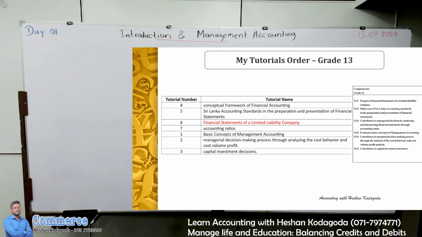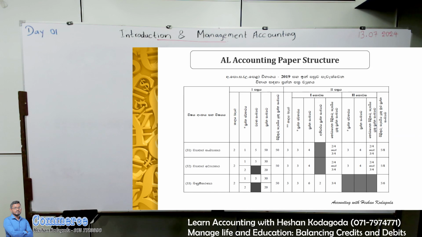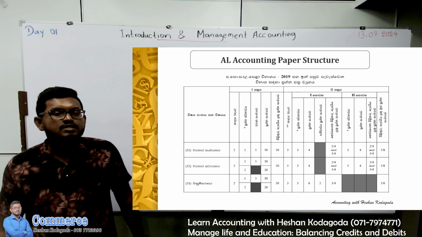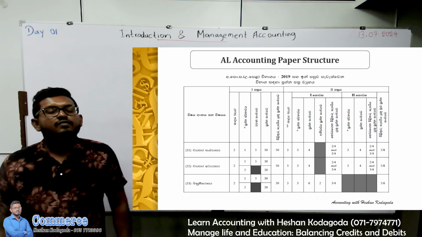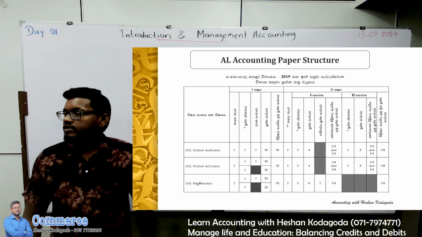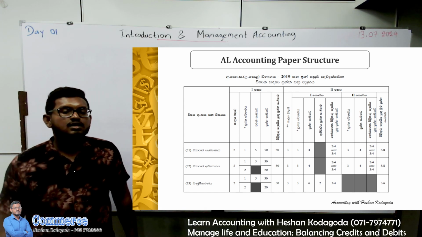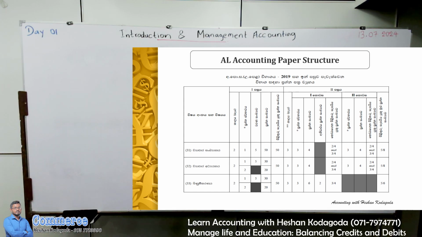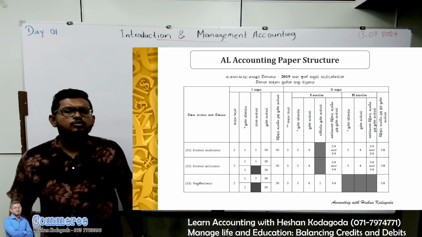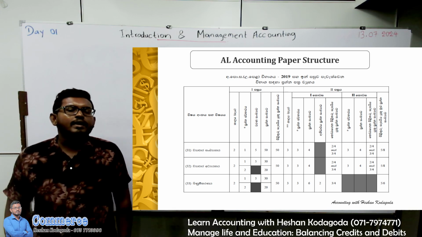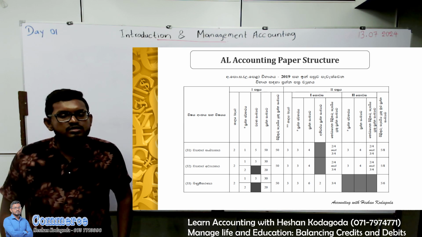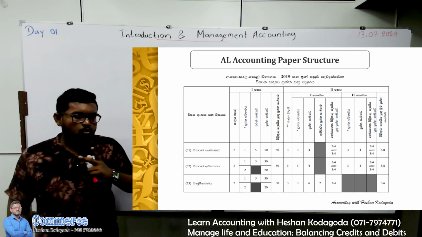I think fine, right? Then the other one in here, the paper structure. When it comes to accounting, 2 hours for the first paper and 3 hours for the second paper. In the first paper, we have different kinds of questions. There are 50 questions. Questions 1 to 30 are MCQs, and 31 to 50 are short answer questions.